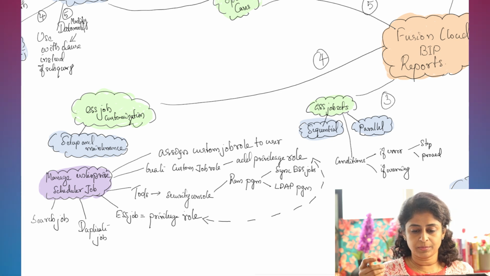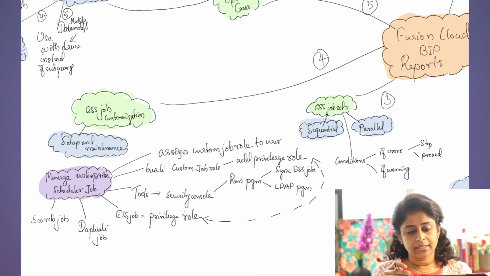ESS jobs and job sets. ESS job sets allow you to run multiple jobs sequentially or in parallel. This is perfect for interdependent reports. Typical use cases: financial close, running accounting reports in sequence, or HR payroll, generating payroll summaries and deductions as part of a larger process. When defining job sets, you can run sequentially or in parallel. Add conditional routing, for example, stop if there is an error or proceed even if there is a warning.